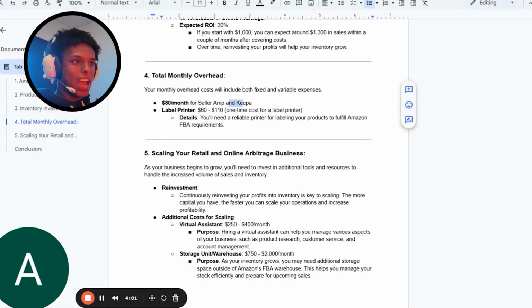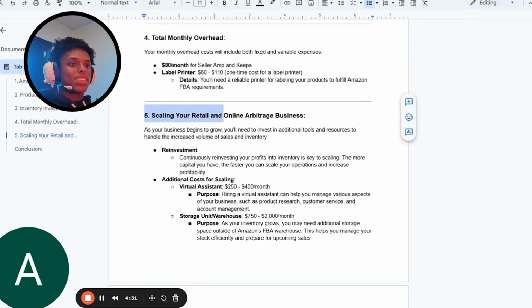Don't look at all these ads, always over people trying to sell you a software. This is all you need. Then next, you need a label printer. $60 to $110. Label printer, it's going to be a one-time investment. I know it's annoying, but you're going to need something to print out your 4x6 labels and 2x1 labels for FBA. So that's going to be essential.